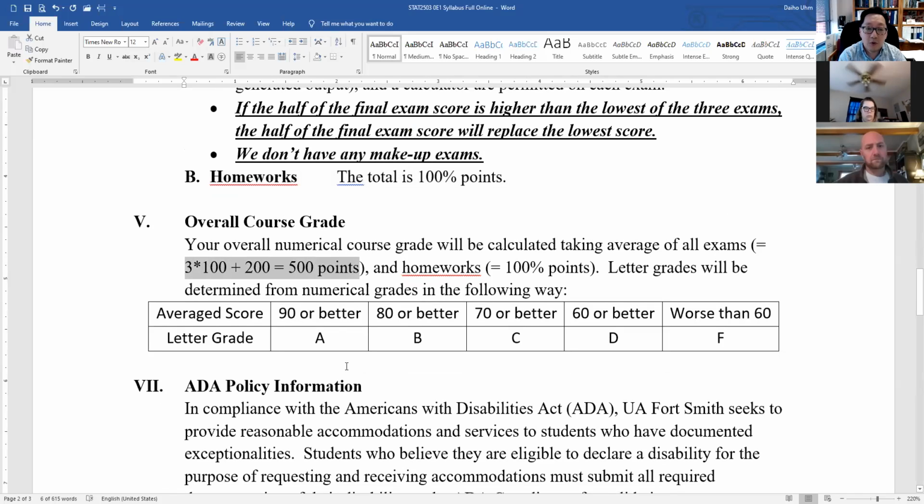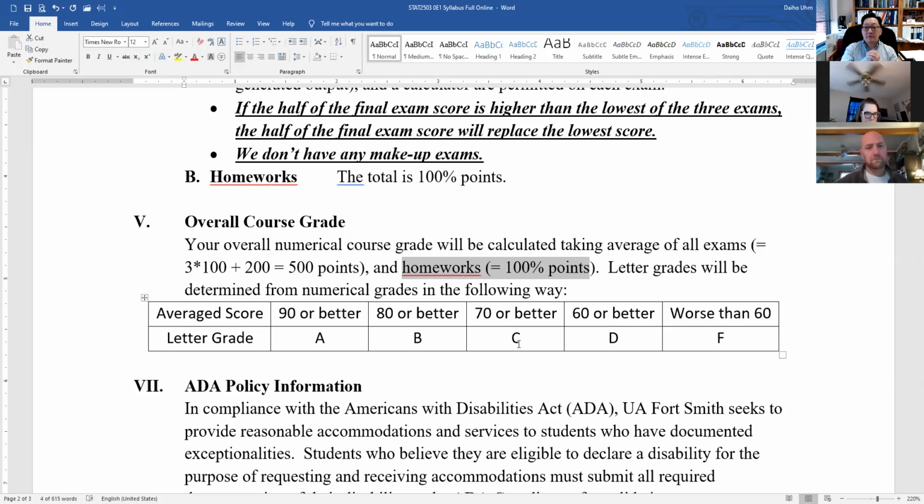I'm going to give you the letter grade based on the exam scores: the three exams are 100 points each, and the final exam is 200 points. So the exams total 500 points. Additionally, we are going to have another 100 points from the homework. So the total will be 600, and simply divide it by 6 to get the average. Based on the average, I will give you the letter grade.